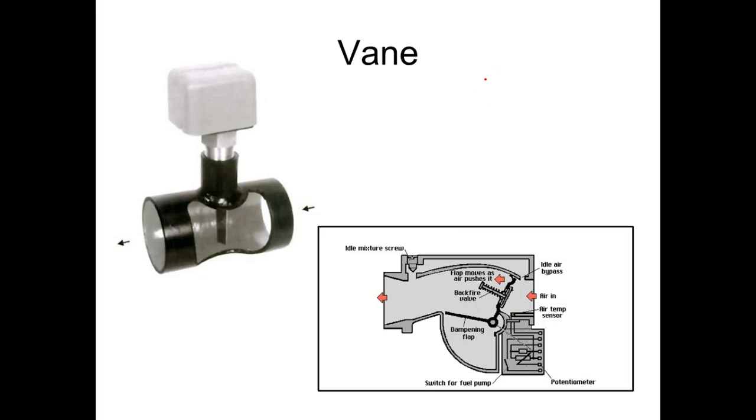This is a vane. This is pretty obvious how this works. This is very, very popular too. So you've got a vane. It's got a calibrated spring hooked up to it. Flow comes up here, hits the vane. What's going to happen?